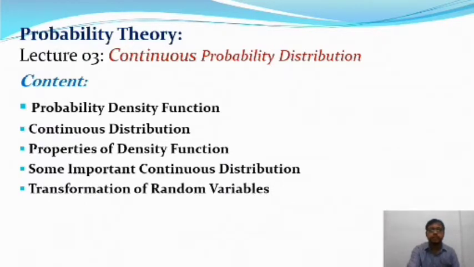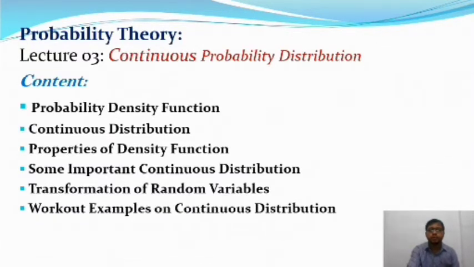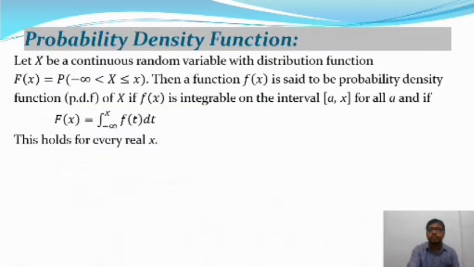After that we will talk about the transformation of random variables. In that section, the transformation is from fX to fY, where there are two density functions, fX and fY, for the variables X and Y. So there is a transformation from X to Y on the continuous distributions. After that we will talk about some important examples on continuous distributions. First we will begin with the probability density function.